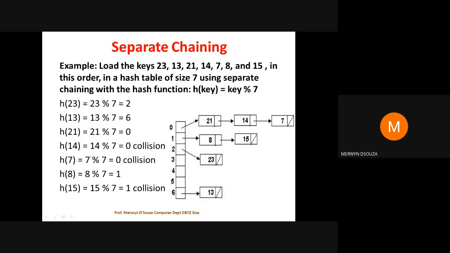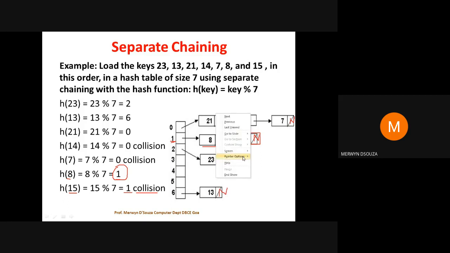Take the next value, 8. 8 mod 7, you get index 1. So again you insert 8 here at index 1. Take the next value, 15. You get the hash value 1. So there's a collision because 8 was already stored there at index 1. But you can still store 15 also at index 1 by inserting a new node there. You will put 15 here. Make sure that the last node of the linked list has its value written as null, or you shade it, like how it is shaded in the diagram.